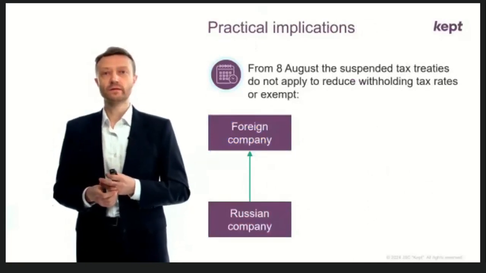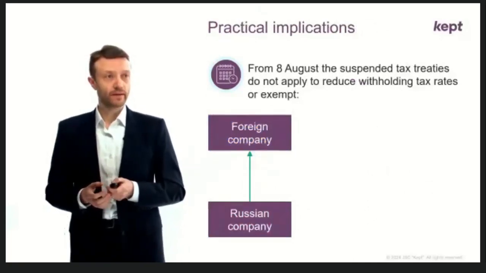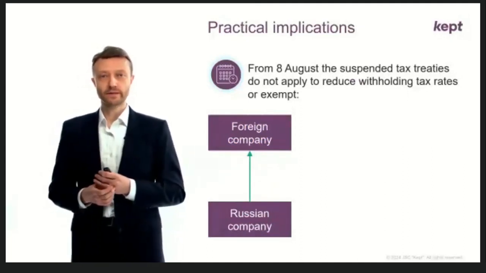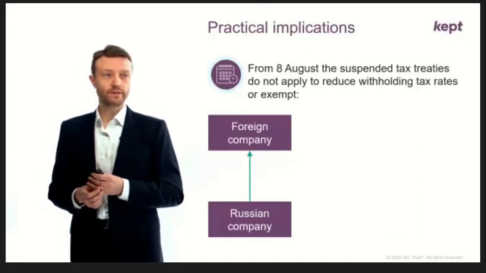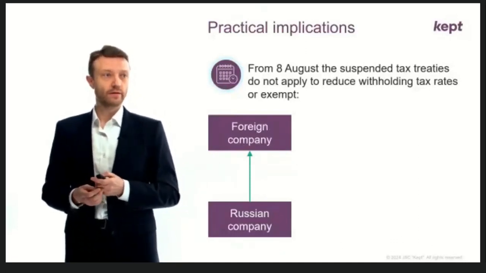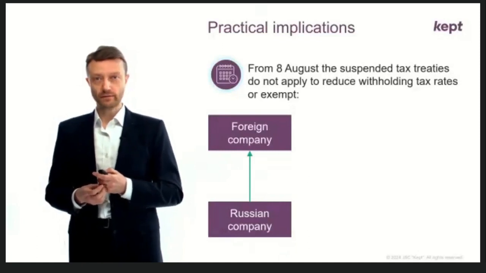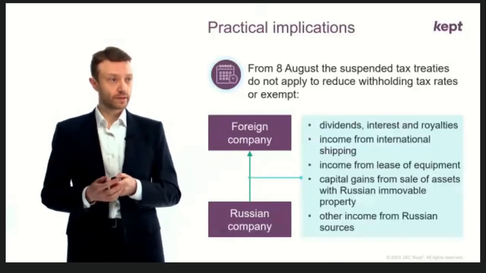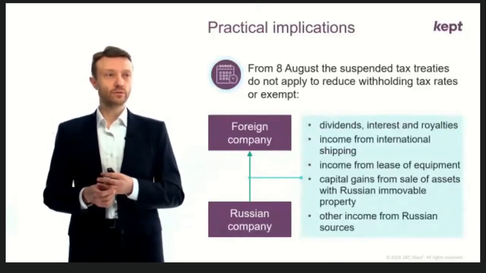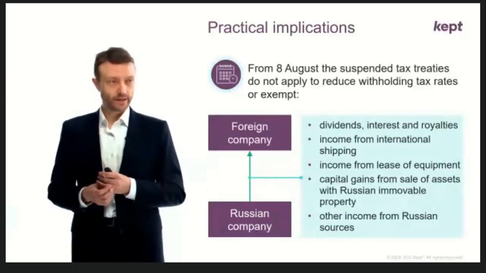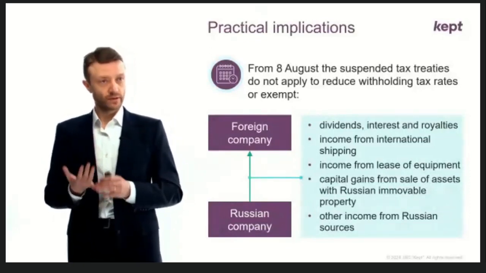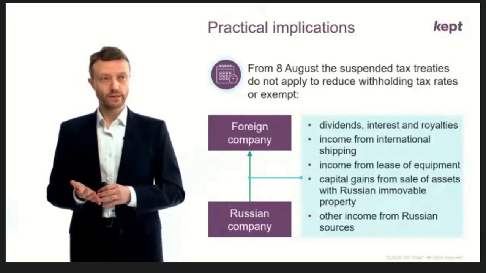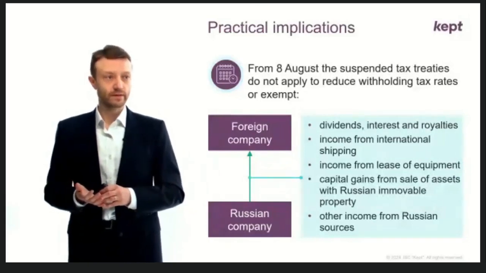So what does it mean in practice? What are the practical implications? It means that, as is seen on this slide, if a Russian company pays income which is subject to withholding tax in Russia to a foreign company, and the foreign company is located in a country with which Russia has suspended the double tax treaty, then the reduced withholding tax rate is not achievable, and withholding tax is going to apply at the full domestic rate for types of income such as, as I said, dividends, interest, and royalties, but not limited to these 3 most common types of passive income.